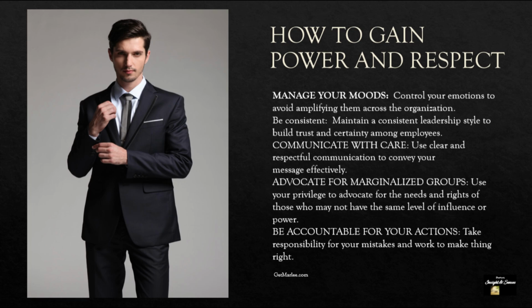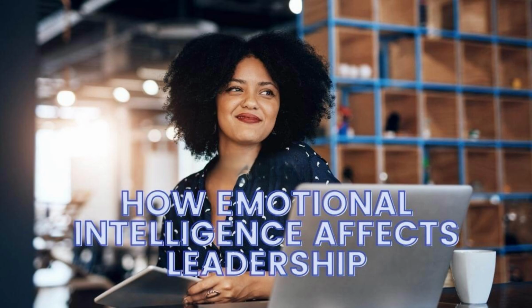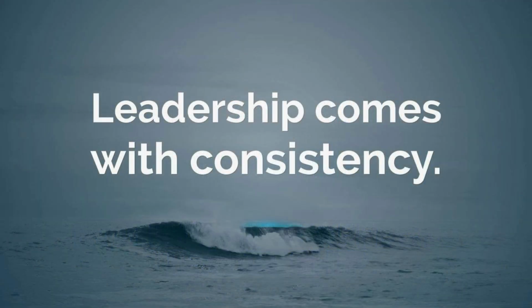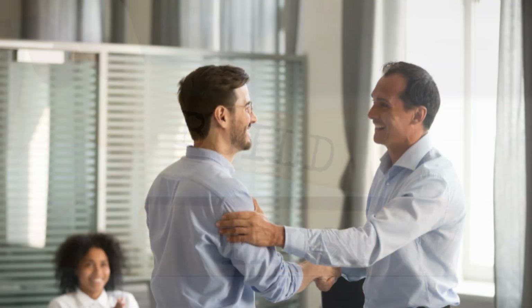How to gain power and respect. Manage your moods. Control your emotions to avoid amplifying them across the organization. Be consistent. Maintain a consistent leadership style to build trust and certainty among employees. Communicate with care. Use clear and respectful communication to convey your message effectively. Advocate for marginalized groups. Use your privilege to advocate for the needs and rights of those who may not have the same level of influence or power.